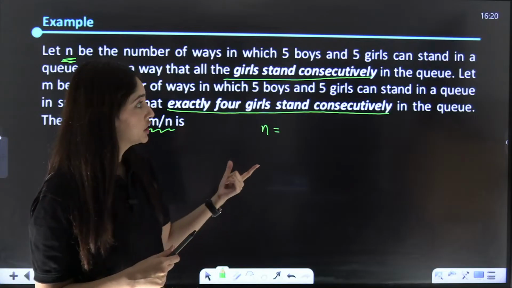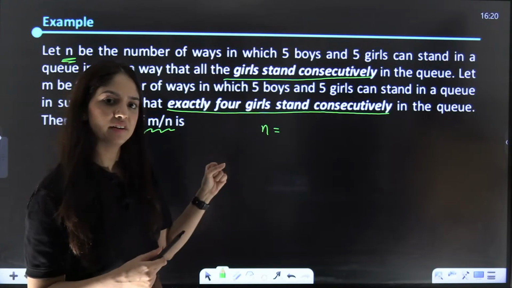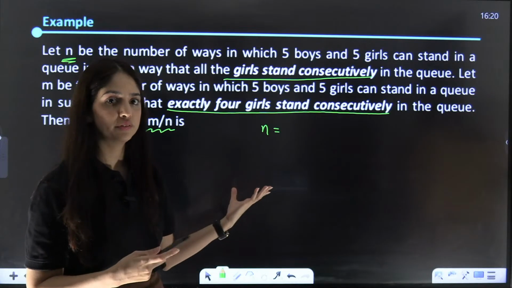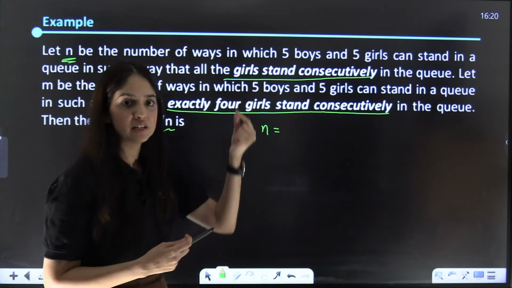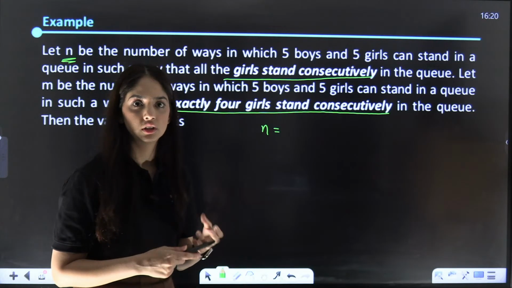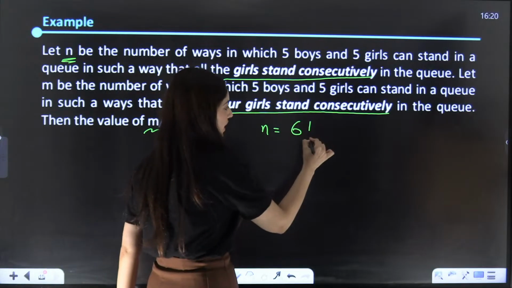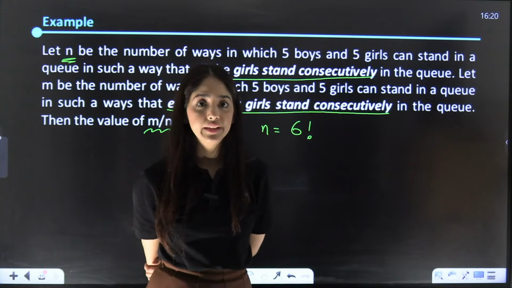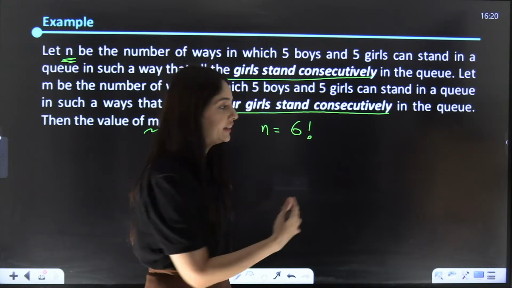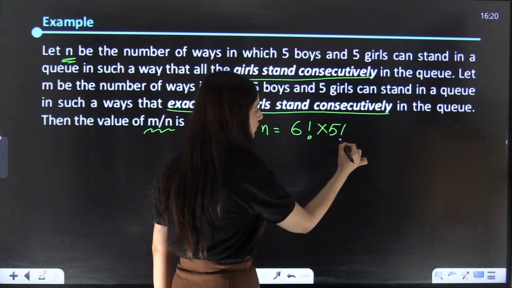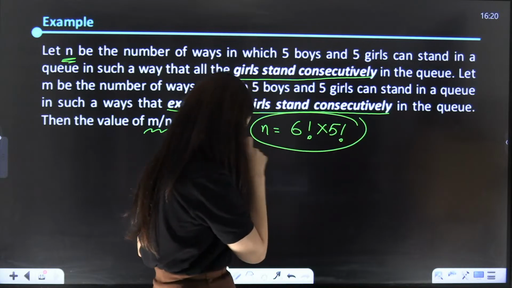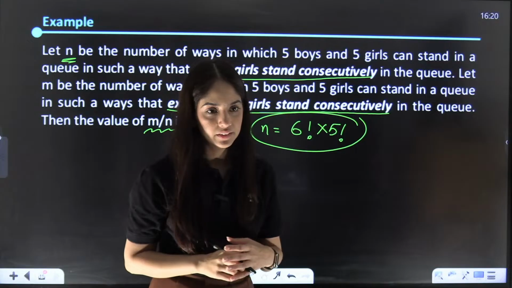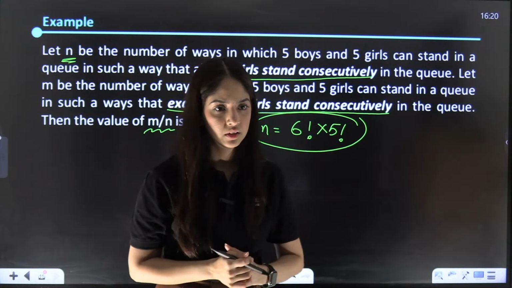We have bundled the 5 girls together. Now how many arrangements do we have? 5 boys plus 1 bundle of girls. So 6 factorial, right? But within that bundle, within that unit, girls can have different arrangements. So into 5 factorial. That is N. Right? Did everyone get this answer?